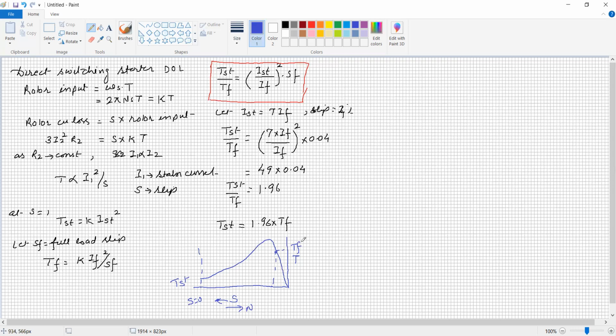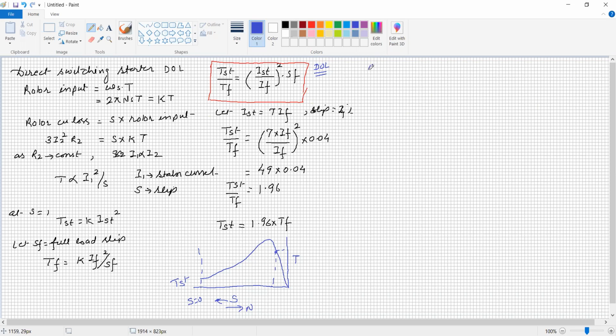So the full load torque is there, and the starting torque is very small. It is hardly 2 times the full load torque, isn't it? So this is the torque developed by the direct on line starter, where we are not reducing any voltage in the stator circuit. This is the equation for the direct on line starter.